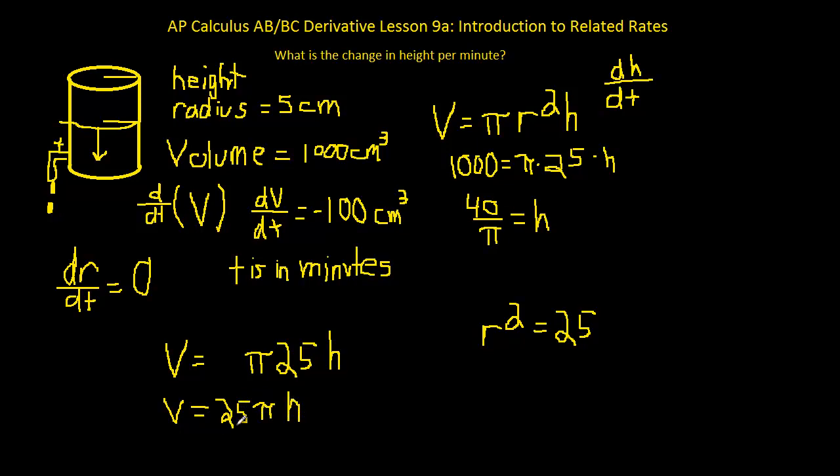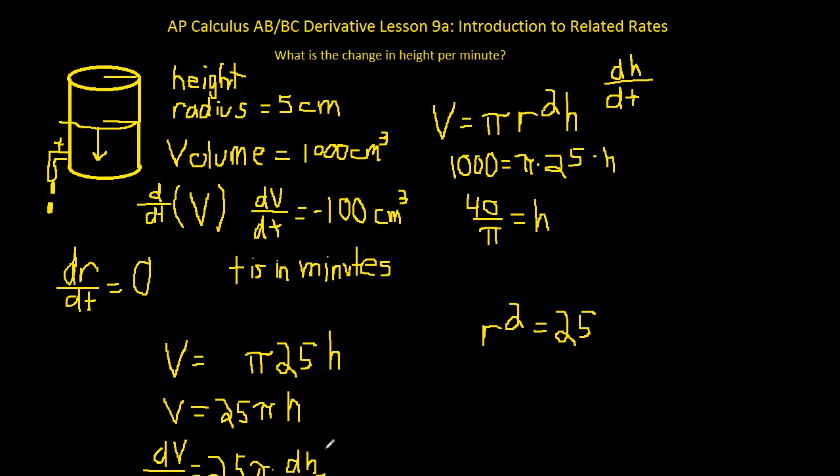And so now take a look at this. This is our constant, so we can leave this out when we're taking the derivative. So if we take d dt of both sides, we get dv dt equals 25 pi, that stays by itself, times dh dt. It's a direct derivative. We just have the single variable here. It just goes straight to dh dt and dv dt.